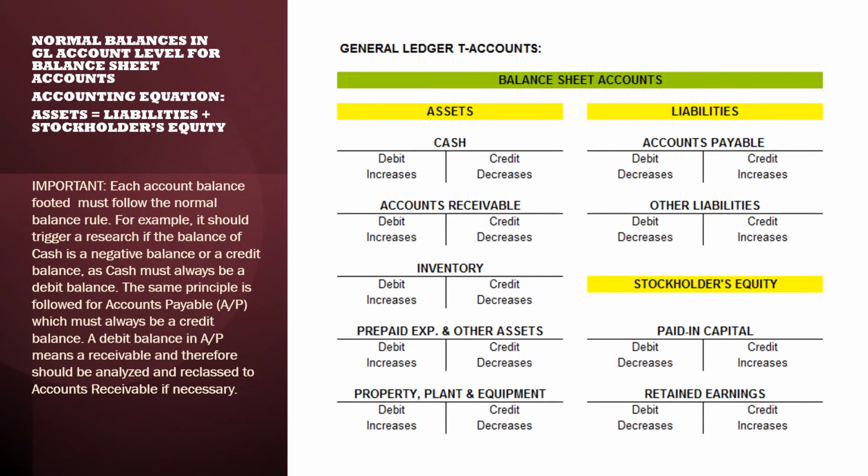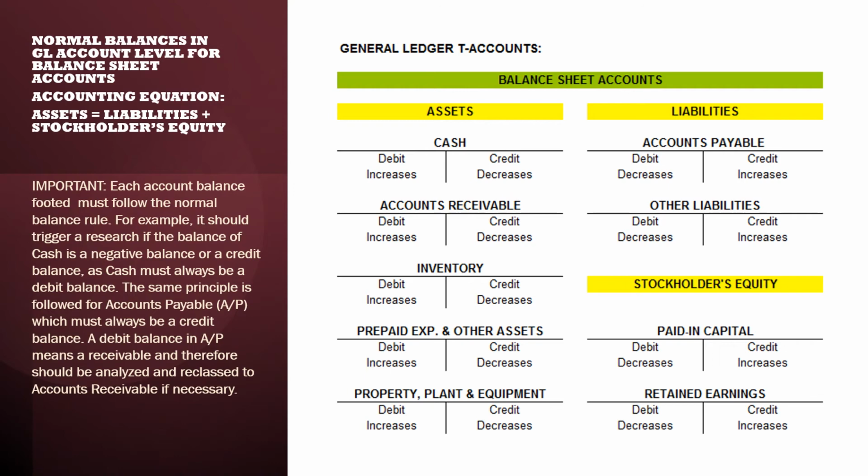Okay, so we're going to move on to the next slide. The previous slide was more of an overview. So this time we're going to do a more detailed version. This time we have the normal balances at the GL account level for balance sheet accounts. So you can see here the accounting equation, right? You've got the assets, which should be equal to the total of your liabilities and stockholders' equity.